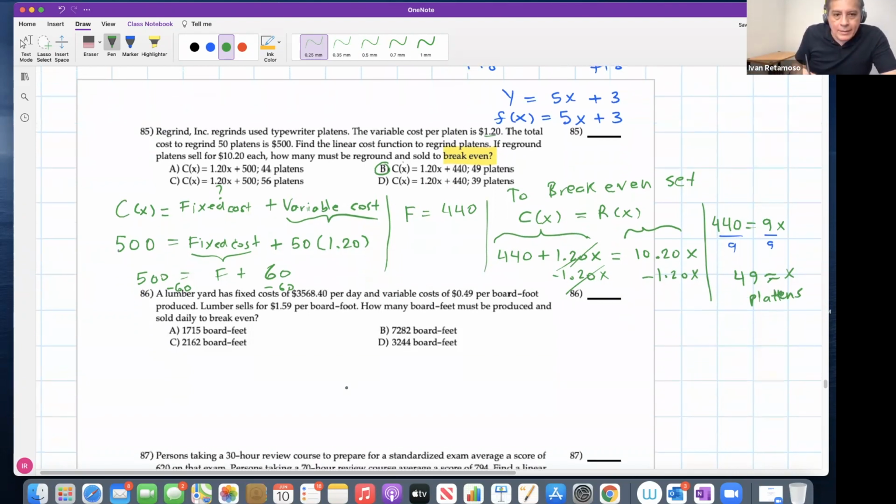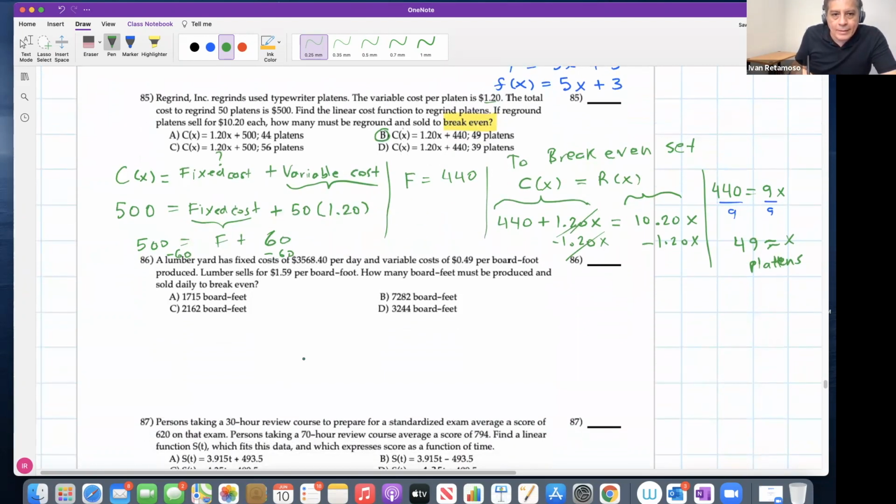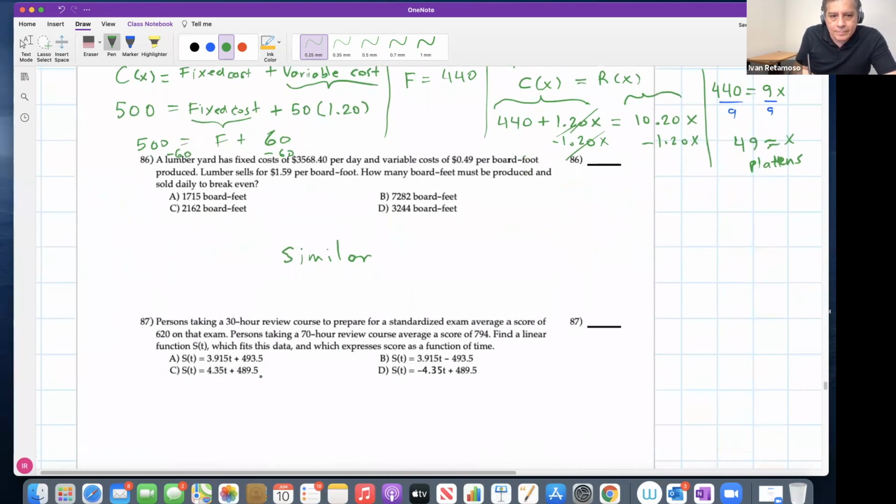This one, 86, I think is easy, and it falls into the category of fixed costs. They give you the fixed cost and they give you the variable cost. So just follow this, right? Cost equals fixed cost plus variable cost, and it should be easy to solve. So this one's similar. Let's focus on the next one now.